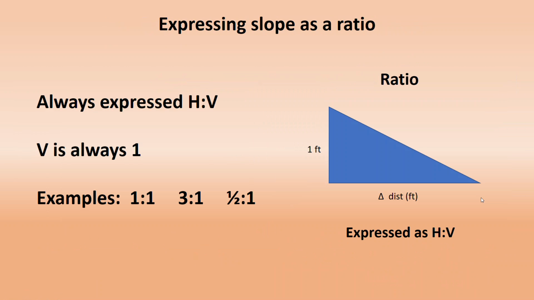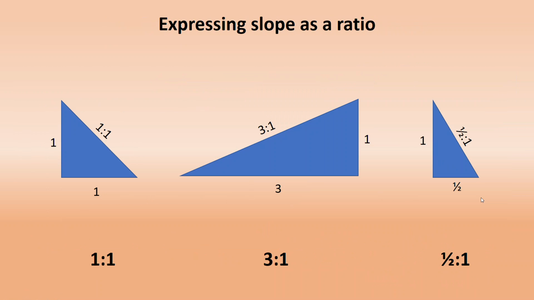So example ratios are 1 to 1, 3 to 1, or even 1/2 to 1. Your first number, your horizontal value, doesn't have to be larger than your vertical expression. If we look at these examples, a 1-to-1 slope has the same amount of rise for the same amount of run. A 3-to-1 slope is flatter. You're achieving that same 1-foot vertical rise, but now you're spanning 3 horizontal feet. And a 1/2 to 1 ratio is a steeper slope. You're achieving 1 foot of vertical and only traveling 1/2 foot horizontal.